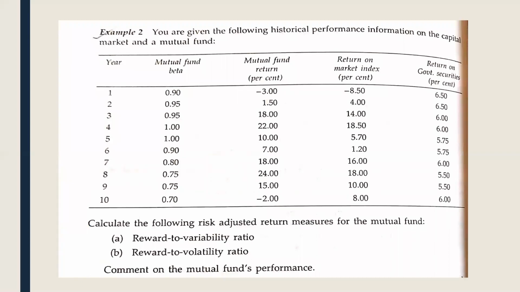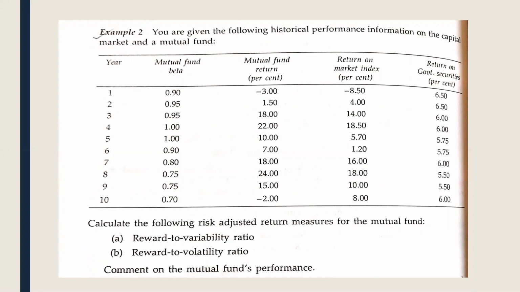Here in this question, you're given the following historical performance information on the capital market and a mutual fund. In the first column, they have given the number of years, 1, 2, 3, 4, 5, 6, 7, 8. There are 10 years. Then the mutual fund's beta values have been given. Then the mutual fund's return has been given. The return on a market index, the benchmark against which we are going to measure the performance of the mutual fund, has also been given.